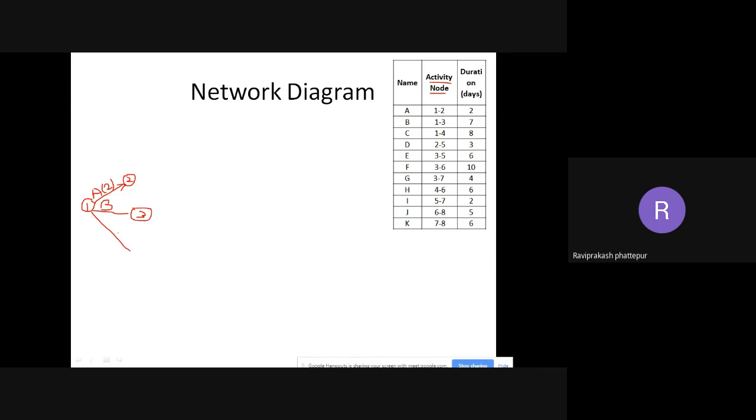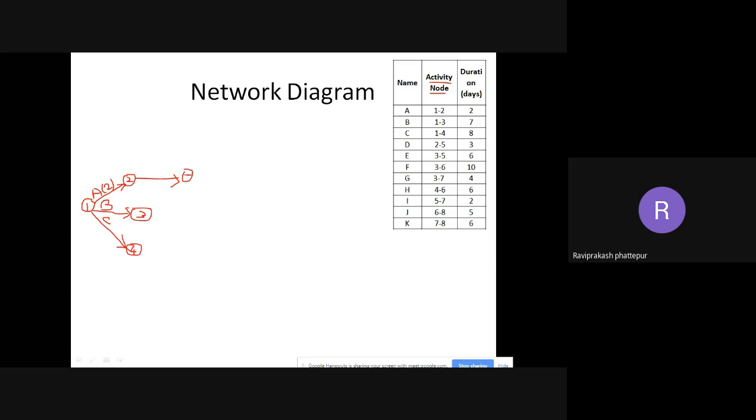Then F. F is 3 to 6. Where is 6? 6 is not there for me. Okay, 3 to 6. I'll be drawing 6 like this. So this is 6. So what is this? 3 to 6 is F. So I'll put F here.